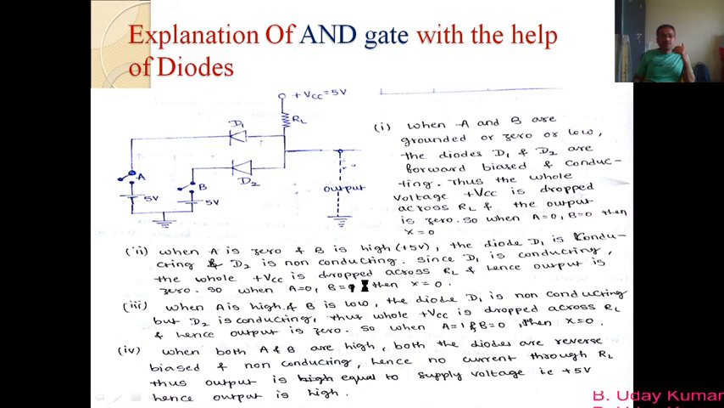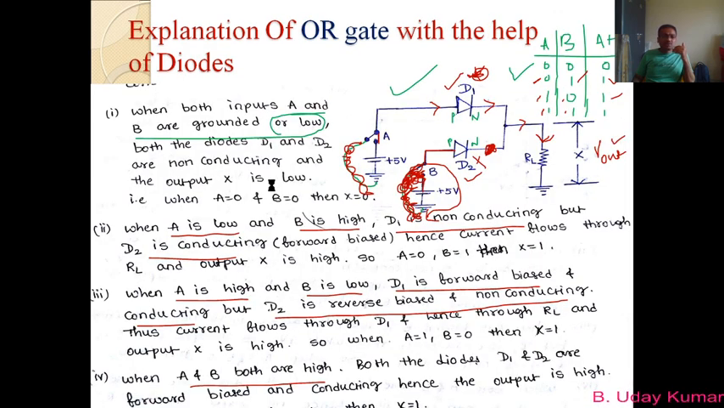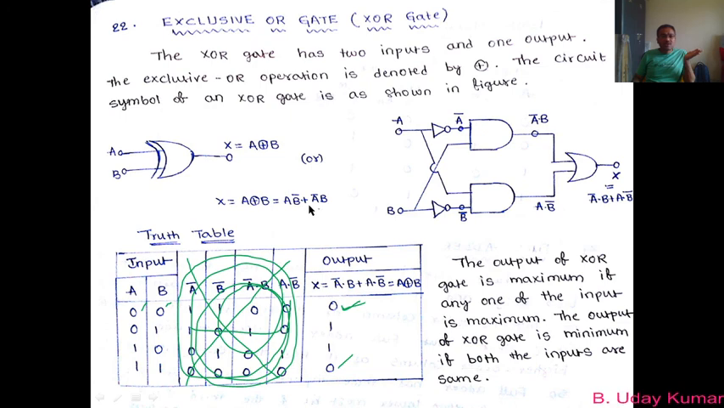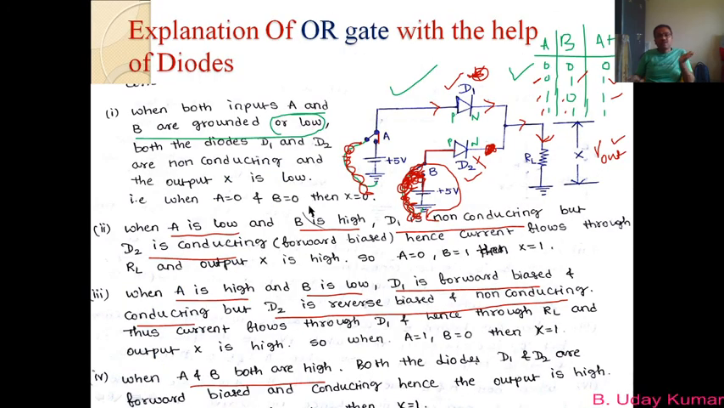But anyway, I hope these two topics, what is an exclusive OR gate and what is the operation of OR gate with the help of diodes, are clear.